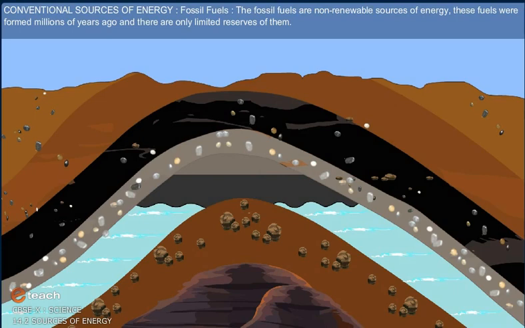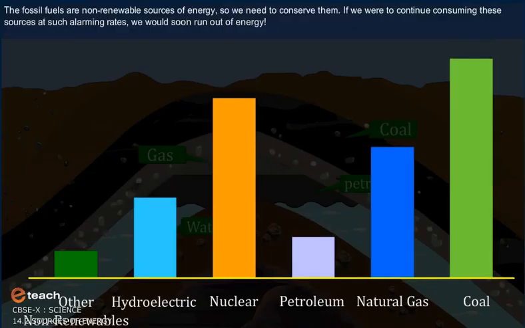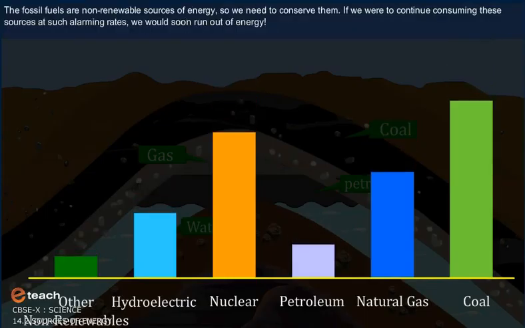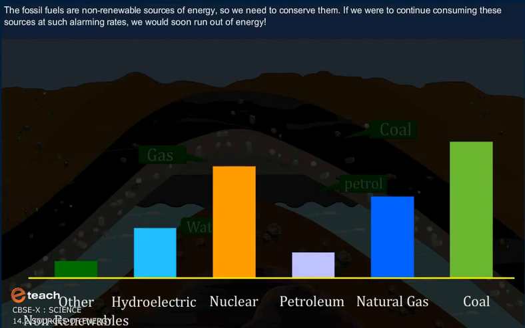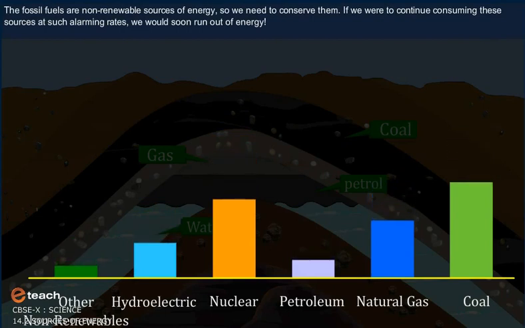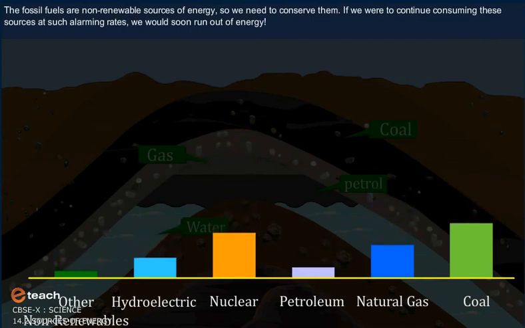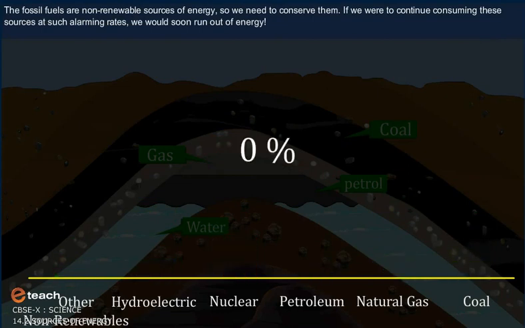The fossil fuels are non-renewable sources of energy. These fuels were formed over millions of years ago and there are only limited reserves. The fossil fuels are non-renewable sources of energy, so we need to conserve them. If we were to continue consuming these sources at such alarming rates, we would soon run out of energy.